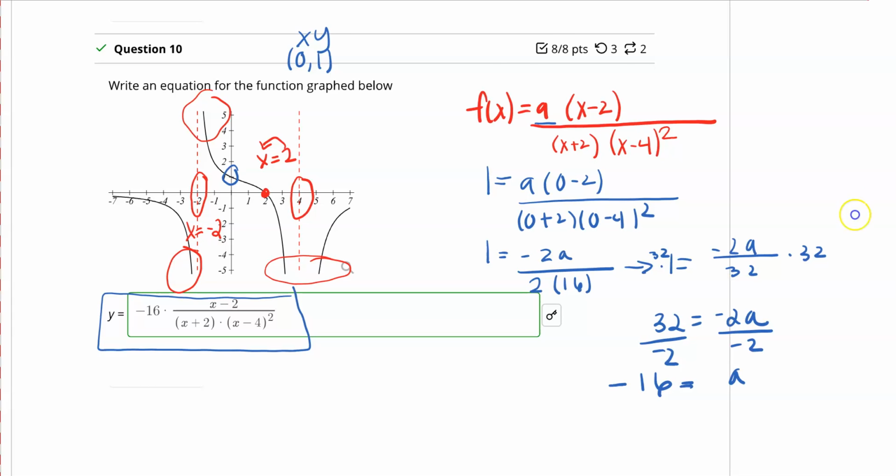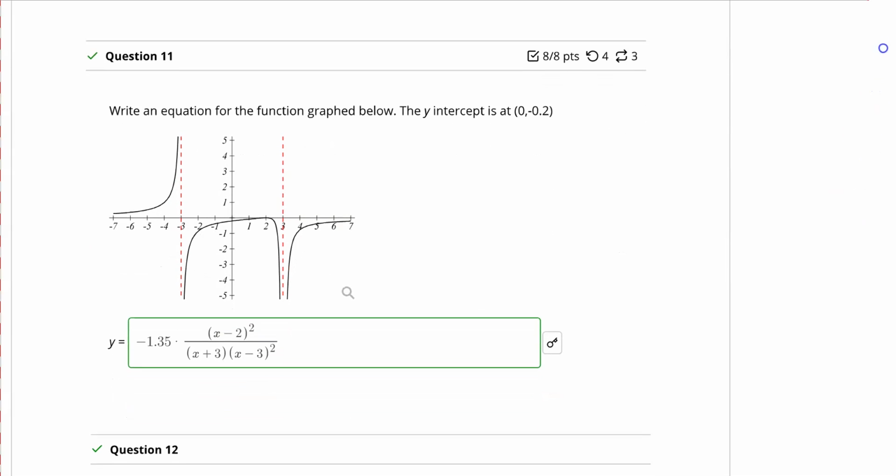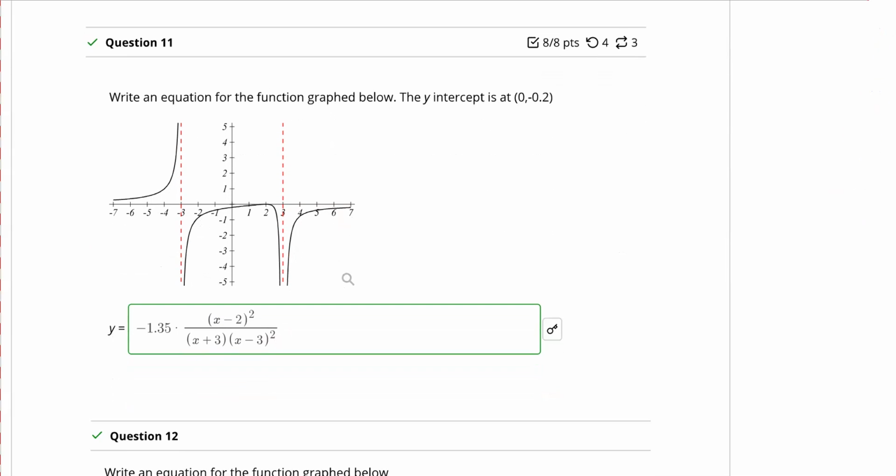Further, let's look at the next question, which was question 11. Again, write the equation for the function graph below, and it tells you the y-intercept is at (0, -0.2). So that's great that they gave that to us, because we can see we would be guessing looking at this one. So again, let's take the same approach.